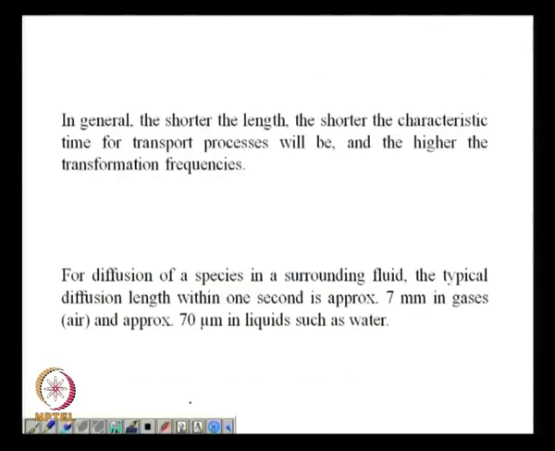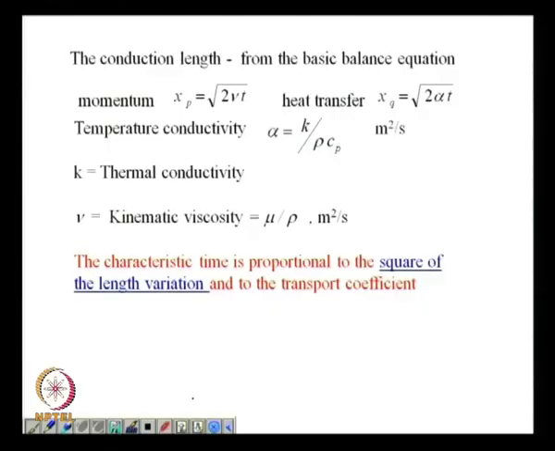So, in summary, we can say that the shorter the length, the shorter is the characteristic time for the transport process, and the transformation frequency is going to be higher. And just to give you an idea of what we are talking about in terms of diffusion length, it is roughly about 7 millimeter in gases and approximately 70 micron in liquids. That's the diffusion length covered by a diffusing molecule in a second.